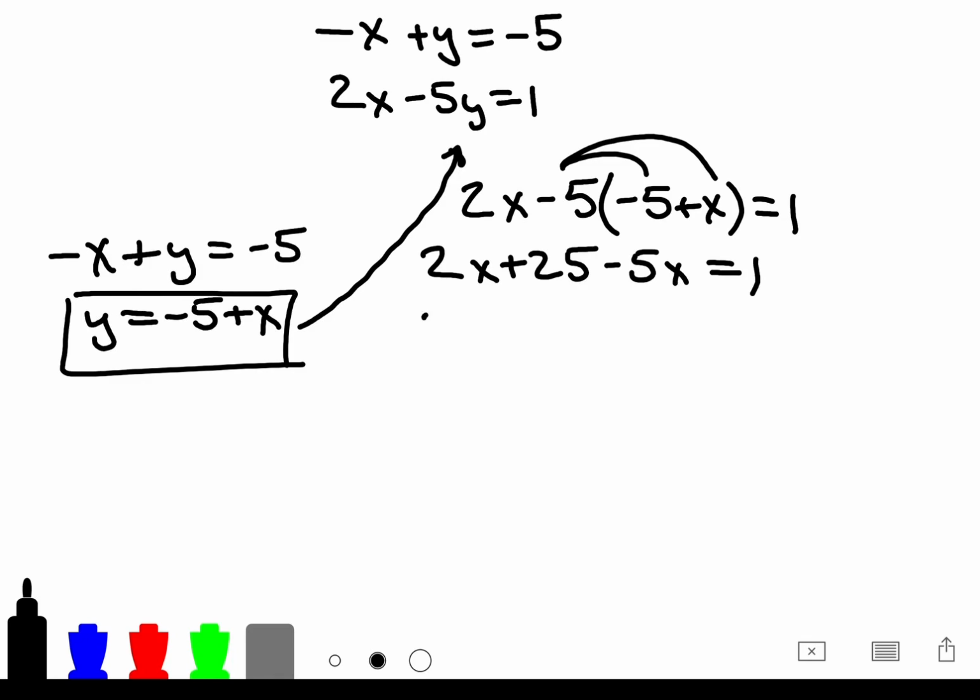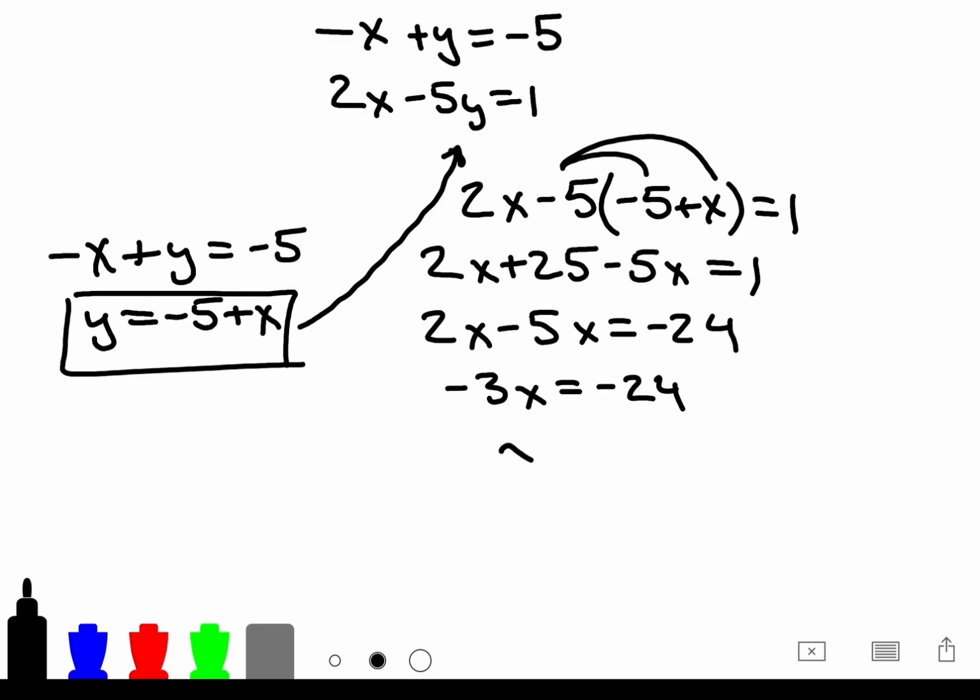So make it 2x minus 5x is equal to 1 minus 25, because we're going to subtract 25 from both sides, which is negative 24. From that, combine like terms. We have two x's here, and 2 minus 5 is negative 3. So negative 3x is equal to negative 24. And with that, just divide both sides by negative 3 to find that x is equal to 8. Easy, fun integer. Very easy.